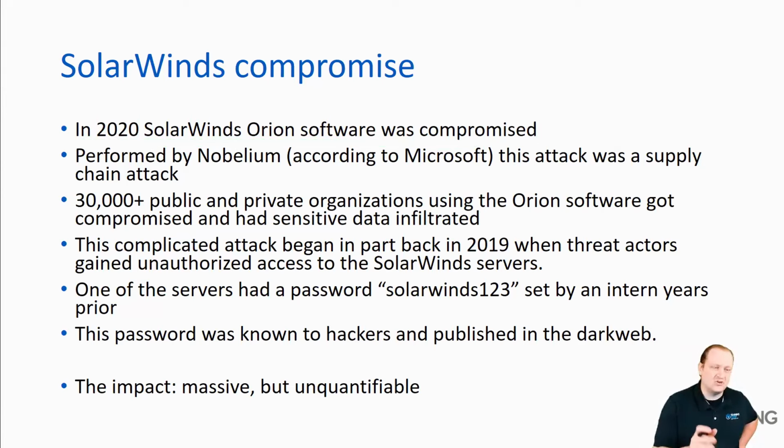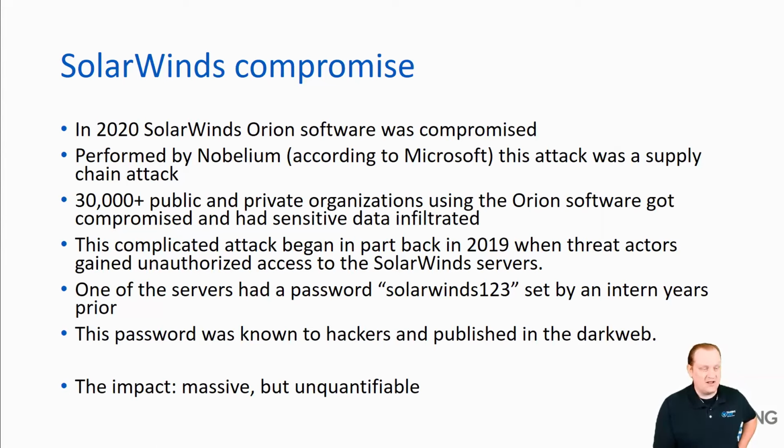Now, SolarWinds wasn't the target, though. That's why this is a supply chain attack. The target was the customers who use the SolarWinds system. This led to over 30,000 public and private organizations that use that software getting compromised and having tremendous amounts of sensitive data being, I said infiltrated, should be exfiltrated. That's what I get for typing too quickly. It auto-corrected to the wrong word. Exfiltrated.